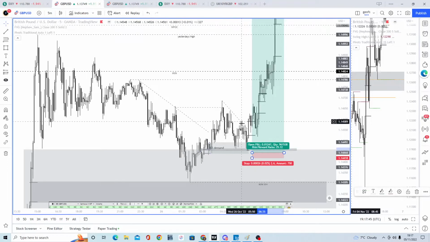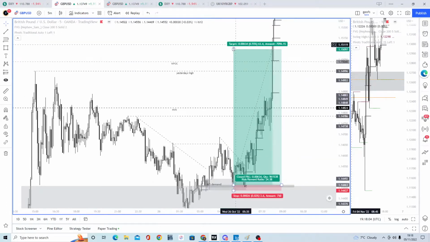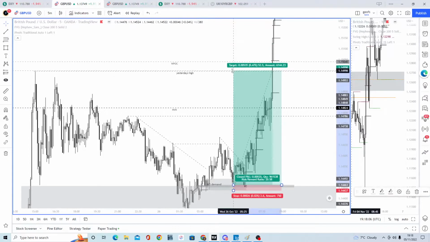You know, people enter here, it comes back, stop hunts. But if you've got your 5 or 6 pip stop loss, you're fine. Even with your 2 or 3 pip stop loss, you're alright. It just depends how aggressive you want to be. I would place it below this M5 FVG, and away you go. Choose your target. I went for yesterday's high, right there.